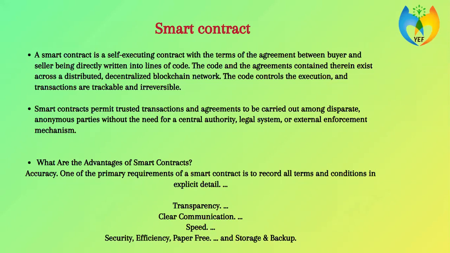What are the advantages of smart contracts? Accuracy: one of the primary requirements of a smart contract is to record all terms and conditions in explicit detail. Transparency, clear communication, speed, security, efficiency, paper-free, and storage and backup.